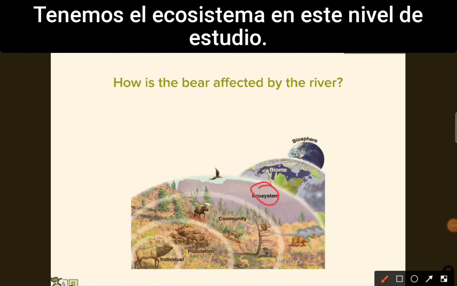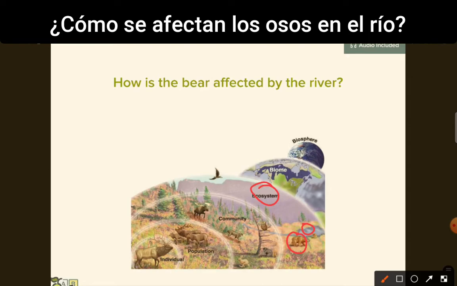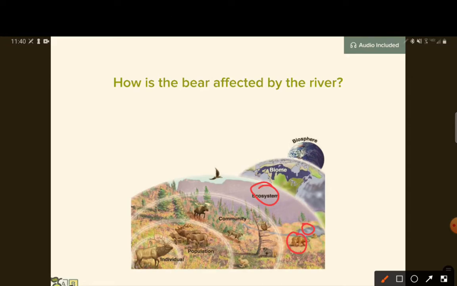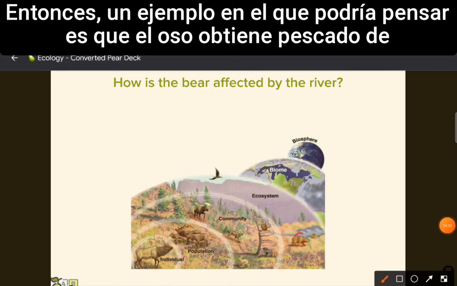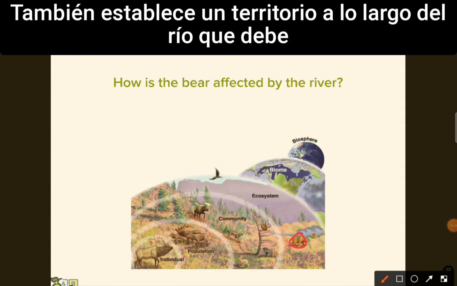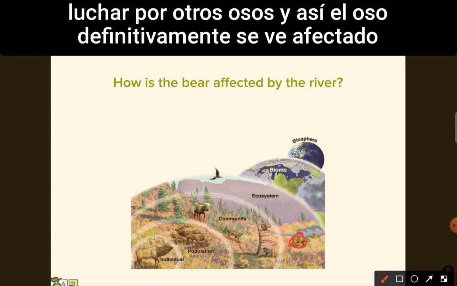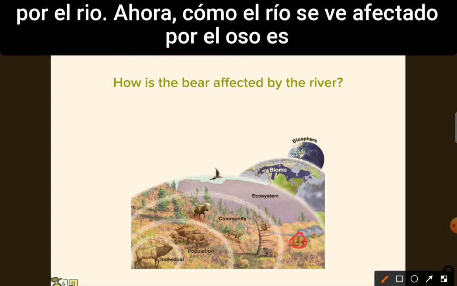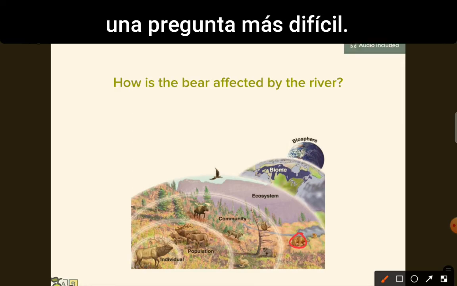All right, so let's talk about interactions. Here we have the ecosystem. And at this level of study, how does the bear and the river affect each other? Okay, so one example I could think of is the bear gets fish from the river. It also sets up territory along the river, which it has to fight other bears for. And so the bear is definitely affected by the river. Now, how the river is affected by the bear is a harder question.